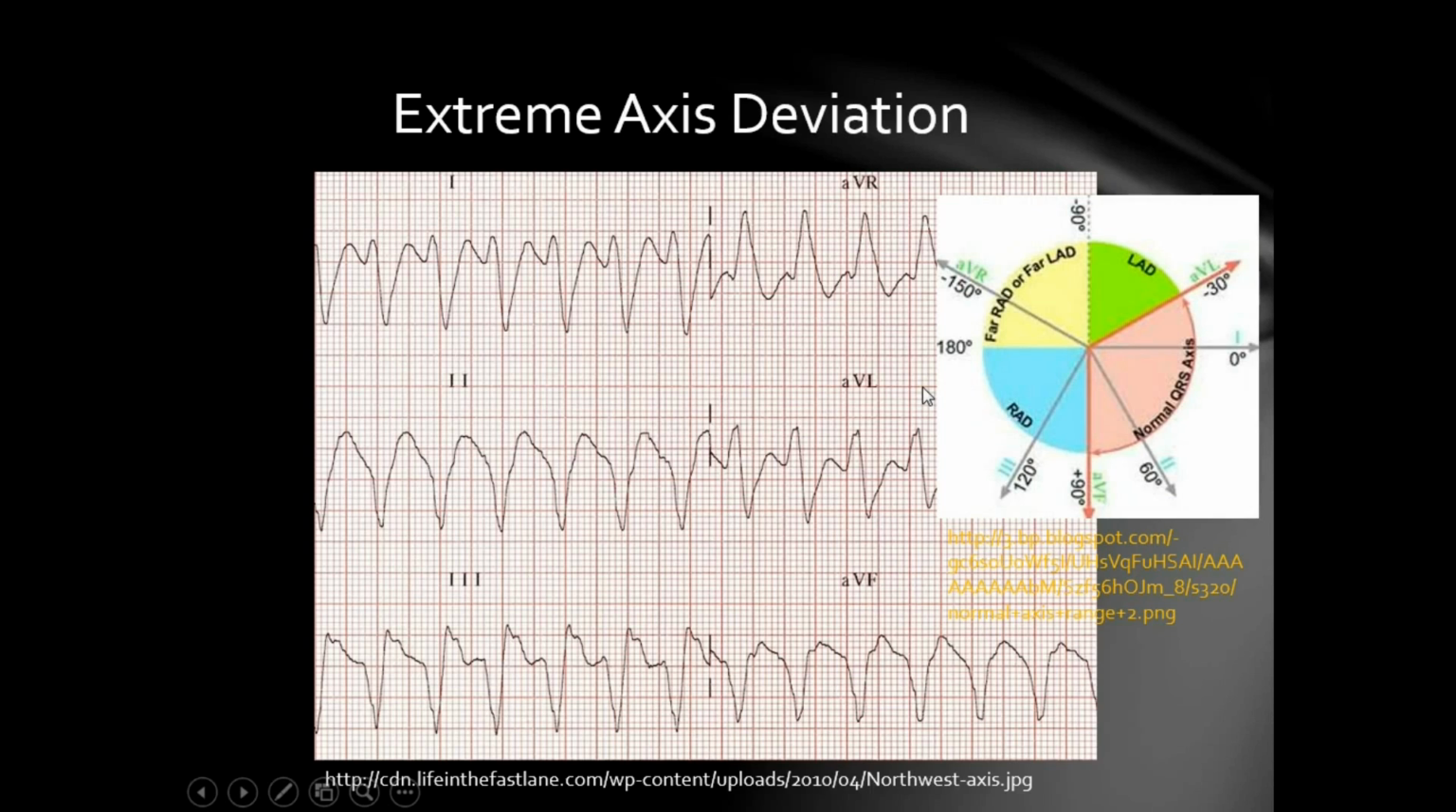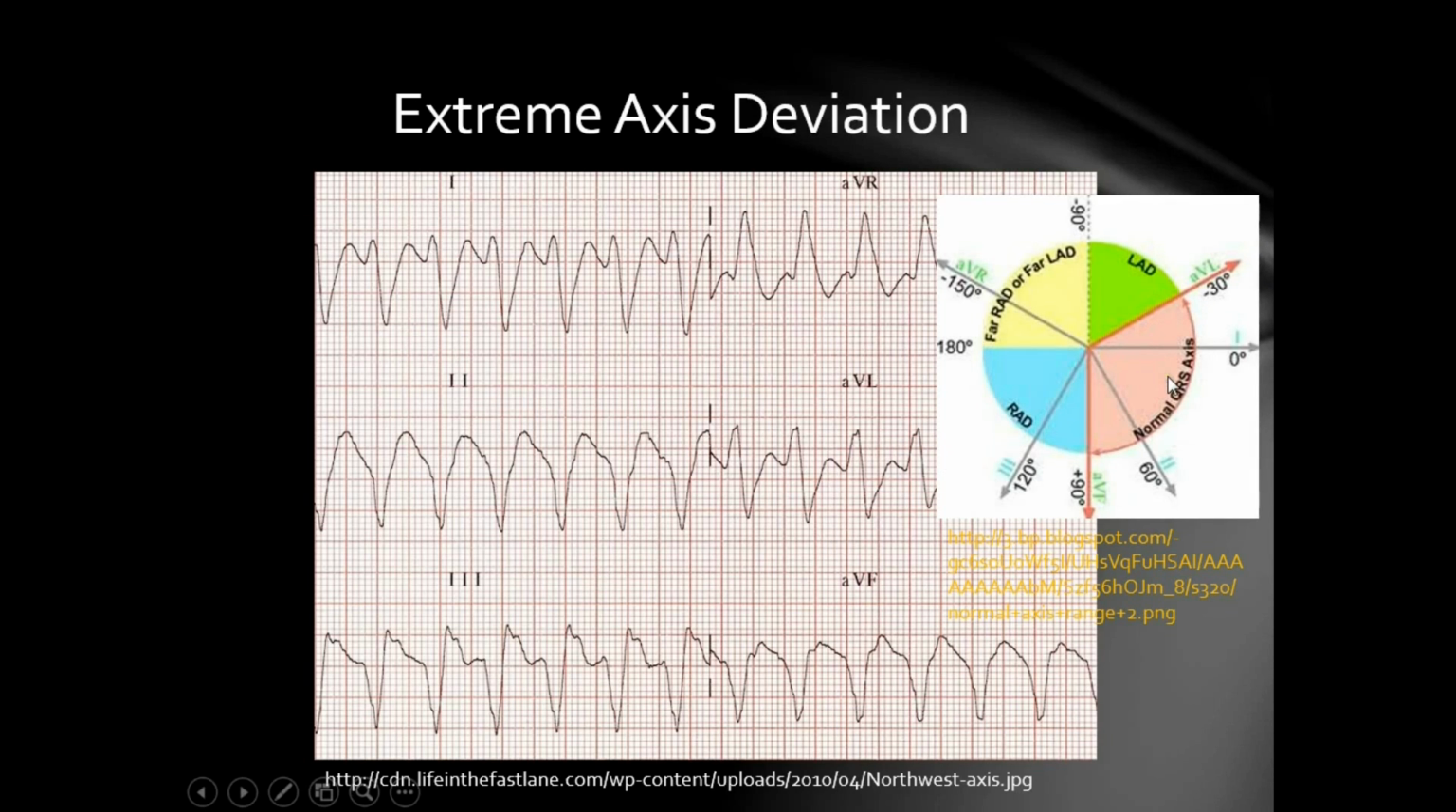Now please note, in all of the previous examples, we have been using the quadrant method to determine the cardiac axis deviation. But what if we want to know how much exactly is the cardiac axis deviation? What is the degree of the cardiac axis? Because the quadrant method cannot really tell you how much is your cardiac axis deviation. It could only tell you what is your cardiac axis.